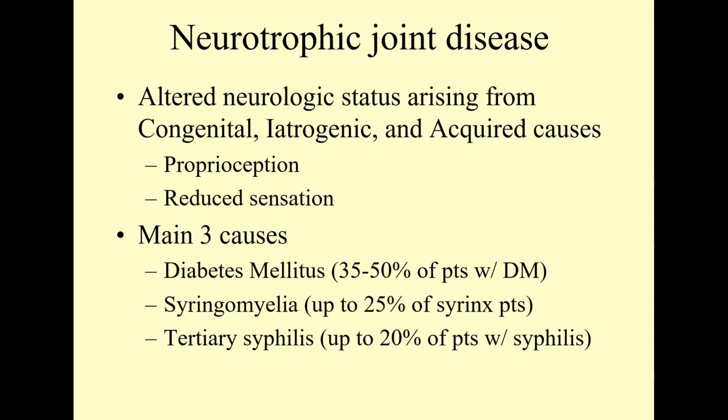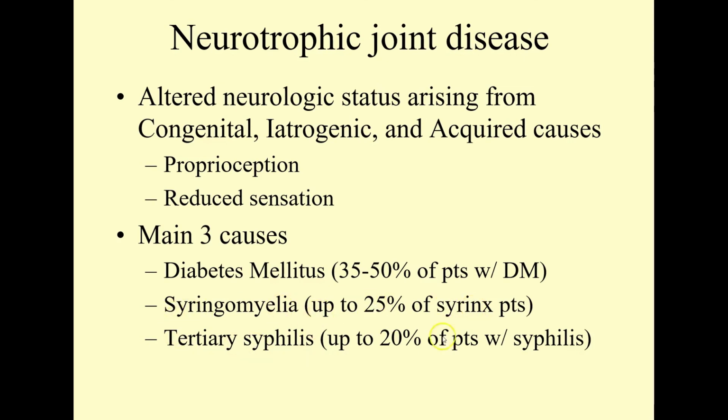For the first many years after neurotrophic joint disease was identified, the tertiary syphilis patient was the most common. Now, diabetes mellitus patients occupy firmly the first position, where we see 35 to 50% of patients with diabetes mellitus get neurotrophic joint disease. That's a startlingly high number. Syringomyelia results most often from post-cervical trauma, and also cervical spine surgeries can produce a collection of CSF within the cord called a syrinx. Up to 25% of patients with a syrinx will develop syringomyelia.